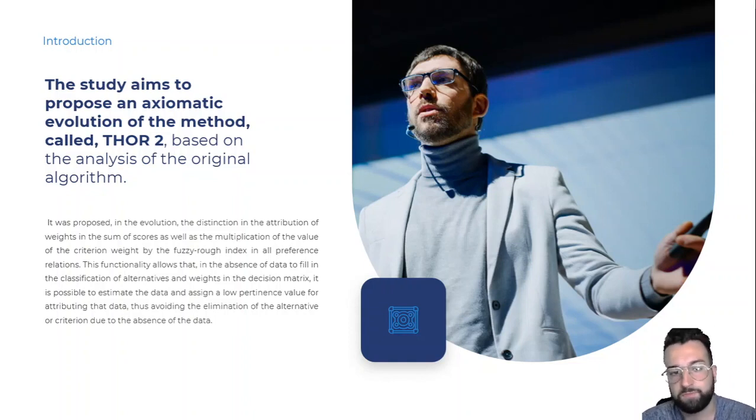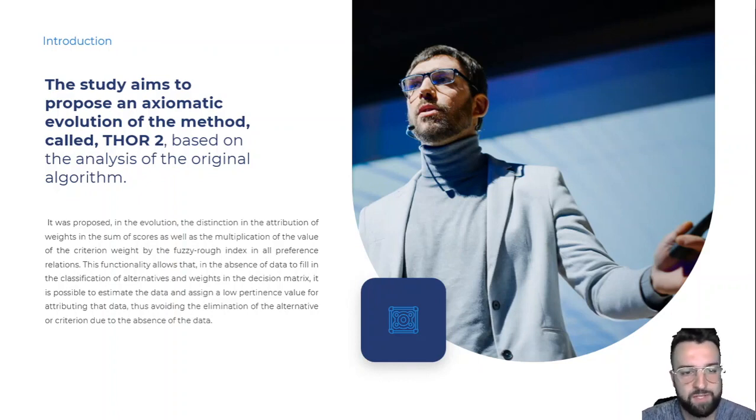It proposed in the evolution a distinction in the attribution of weights in the sum of scores, as well as the multiplication of the value of the criterion weight by the fuzzy index of all preference relations. This functionality allows that, in the absence of data to fill in the classification of alternatives and weights in the decision matrix, it is possible to estimate the data and assign a low pertinence value to that data, thus avoiding the elimination of the alternative or criterion due to the absence of the data.